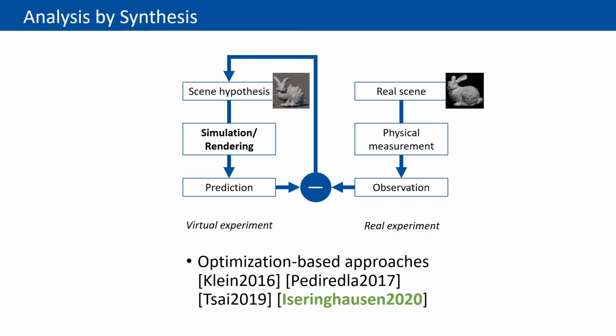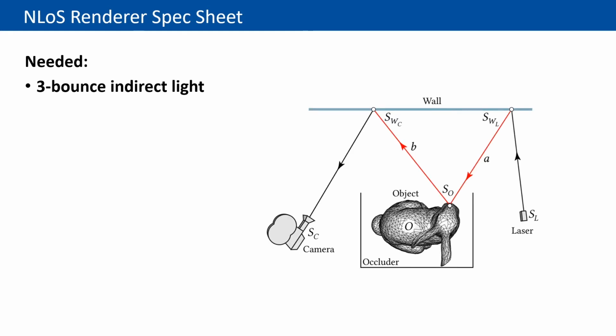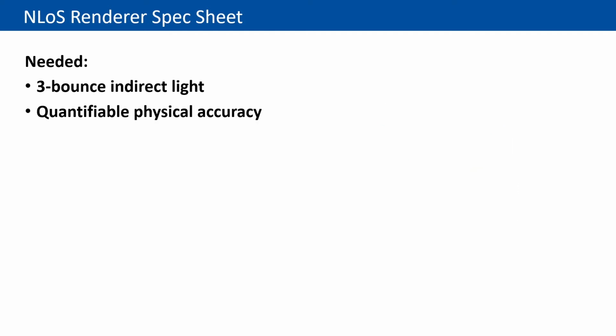Before we talk about implementation details, let's look at the set of features that makes the renderer suitable for this sort of analysis by synthesis approach. First of all, we need the renderer to simulate, above everything else, light that has been reflected 3 times: on the wall, on the object, and back on the wall. We need our renderer to produce results that, even if not 100% physically accurate, are quantifiably close to it. The residual from a perfect reconstruction should be close to 0.